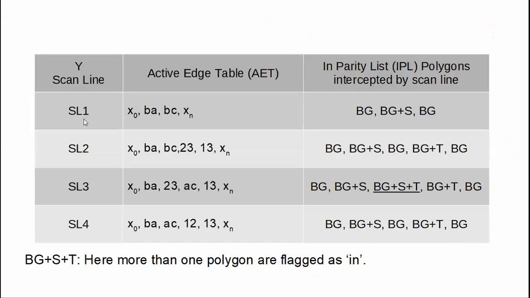So what we have written here: scan line 1 started from x0, ended up to xn. For each case we have written that it is starting with x0 and ending with xn. Now first it intersected edge AB or BA, whatever you can say, and BC. So these edges are intersected. Next, what we have done is I have written that in polygons, BG. So what will we do here?